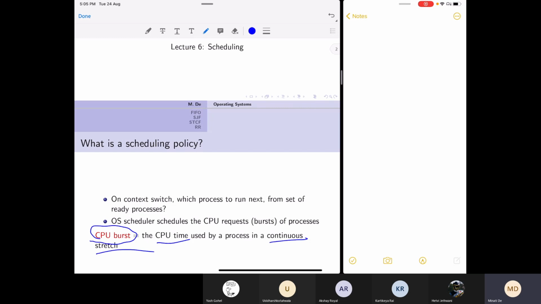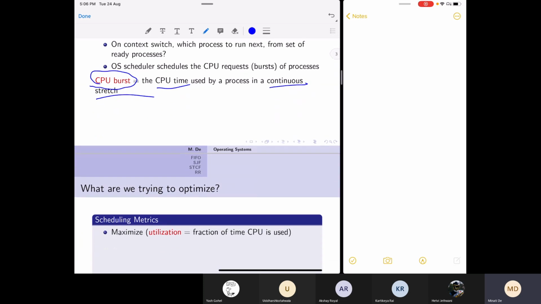For example, I might have an interactive process. It's not that the process runs for 50 milliseconds and the whole 50 milliseconds is dedicated to the CPU. Some of the time is maybe for I/O purposes. I will not consider that I/O time in my CPU burst. A continuous stretch of a process which is needed by the CPU, that time I will refer to as a CPU burst. A process might have several CPU bursts.